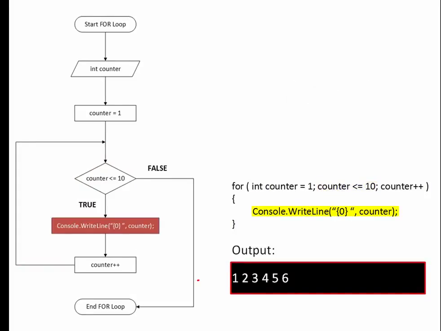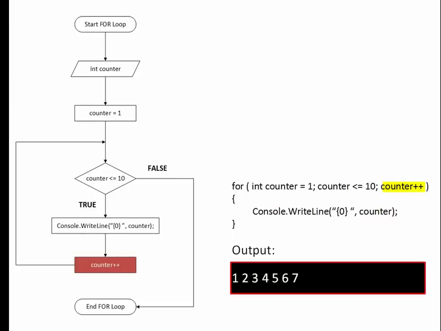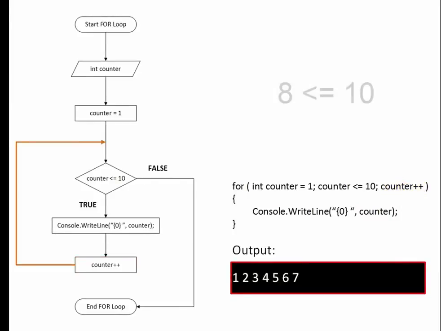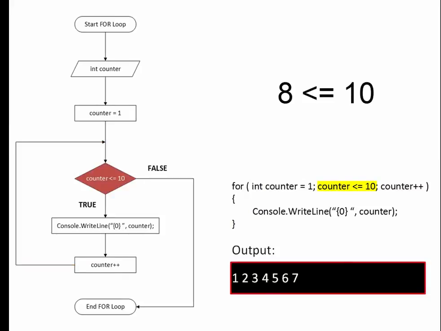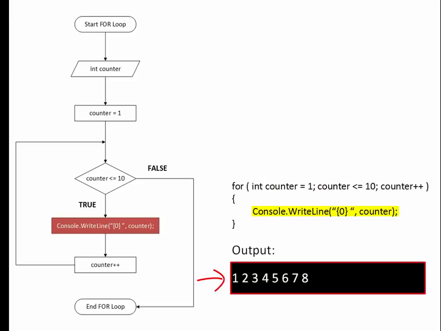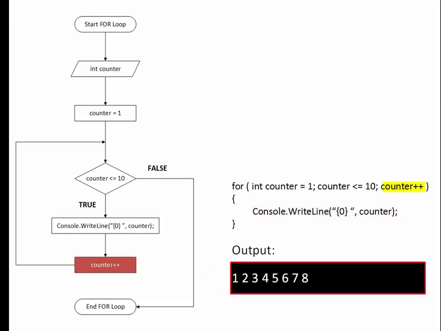The code is executed. The counter's current value of 7 is now displayed. The control variable is once again incremented. 7 goes up to 8. Repeat the process. 8 is still less than or equal to 10, so we continue. Execute the code and display the 8. Increment the counter from 8 to 9.